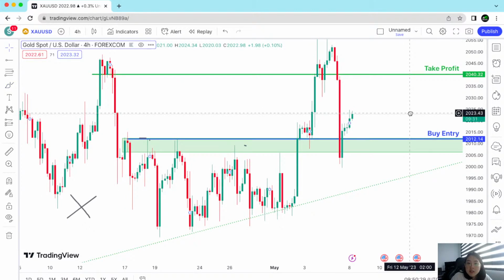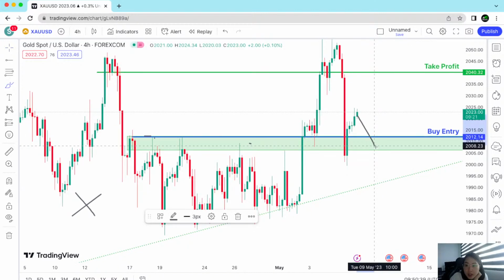Okay, so ideally for gold, what I want to see right now is a pullback to this area. The lower you can go, the better, obviously. Somewhere around this area, I would want to get in on a buy entry, and then I will buy it all the way back.